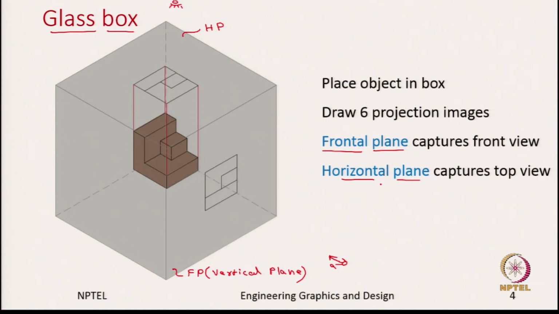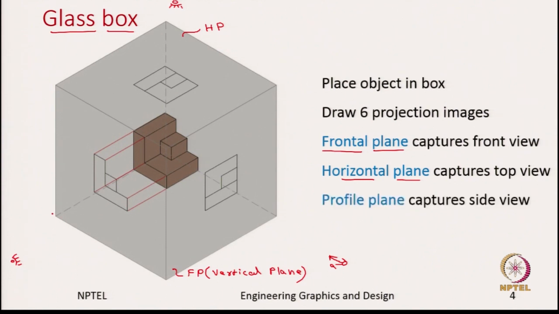Similarly, to capture the left side view, we first draw these projectors. The eye is somewhere here. Since we are capturing the left side view, the observer goes to the left of the object and looks towards the object, and these are projected on this plane which we call the profile plane. So, the profile plane captures the side view. In short we will call this plane PP, profile plane.